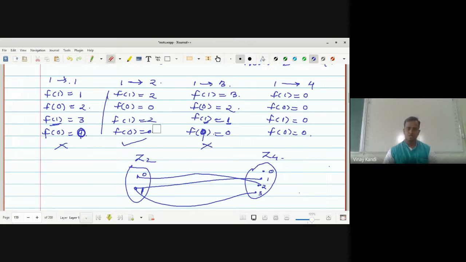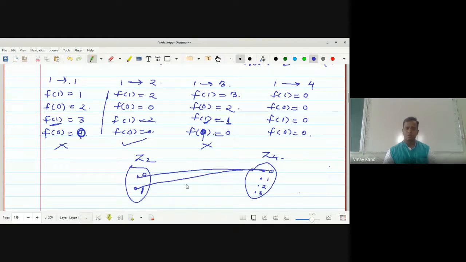Okay. Now look at here. So 1 maps to 0. 0 maps to 0. Now look at here. For every element in Z2, we get a unique image in Z4. That is a many-one type of function. Okay. So this one is again a homomorphism.